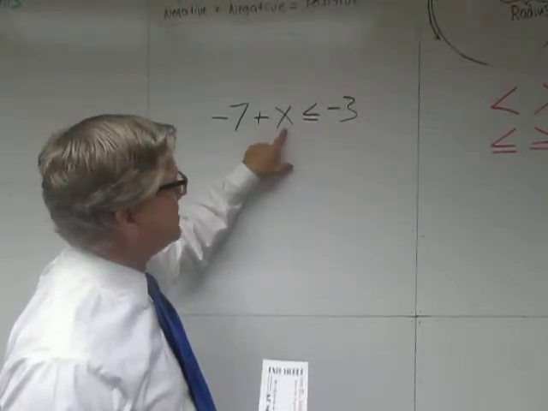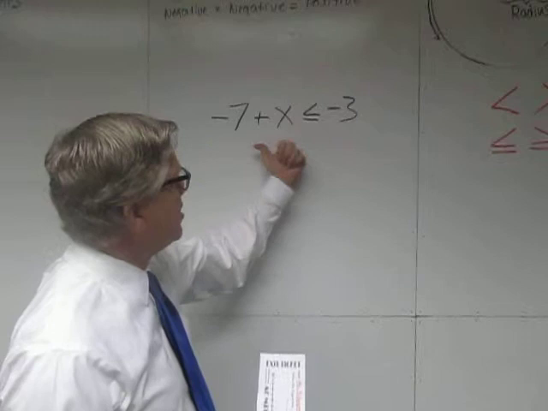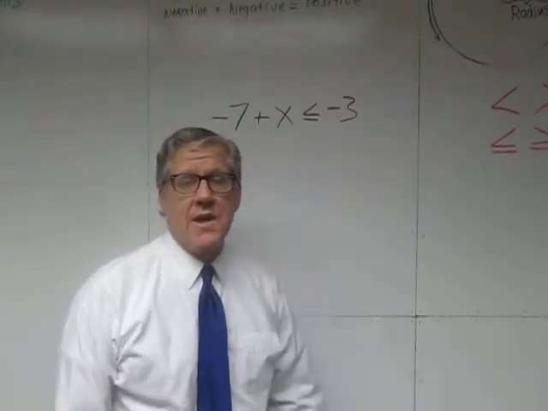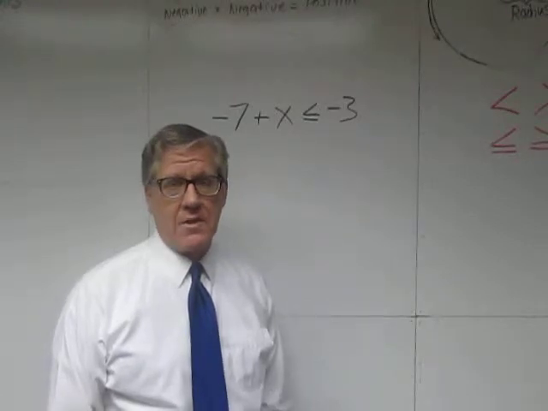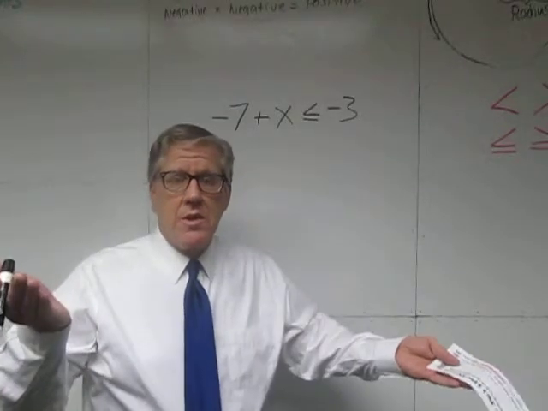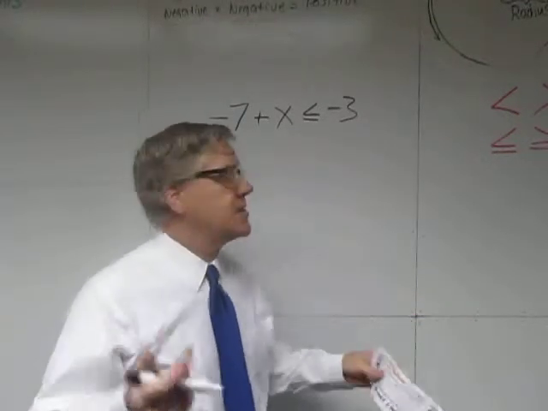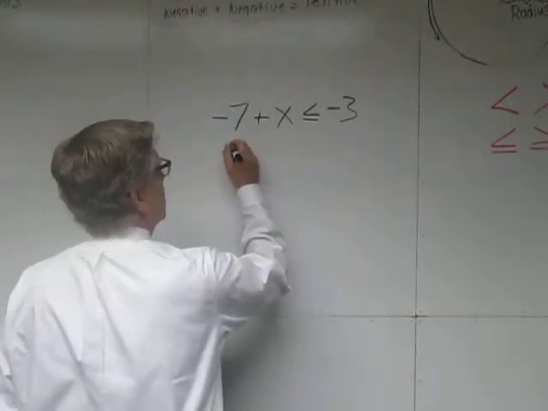We want to have x by itself over here, so we want to get rid of everything else on this side. So we look at -7. What's the opposite of -7? +7. So what if we put +7 with -7? Isn't that going to equal 0? Let's do that. Let's get rid of our 7 by adding 7 over here.